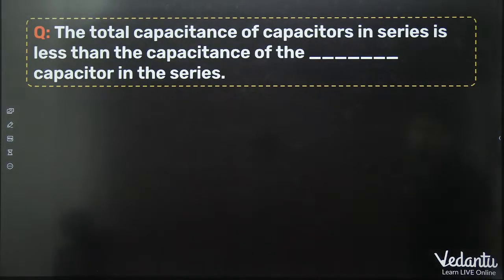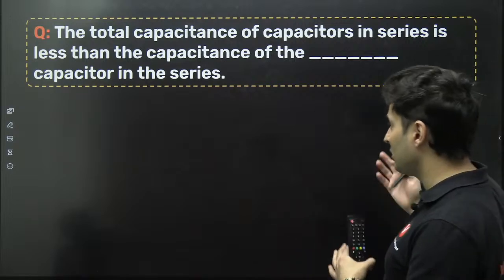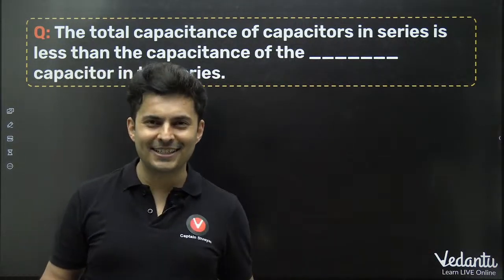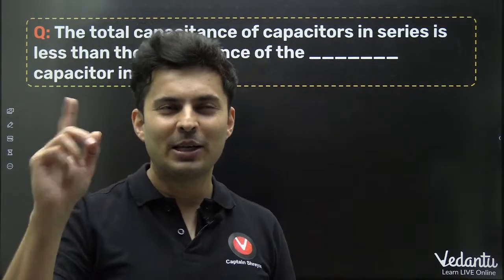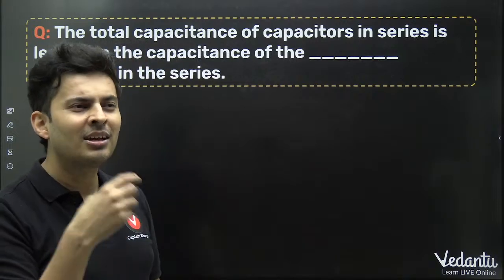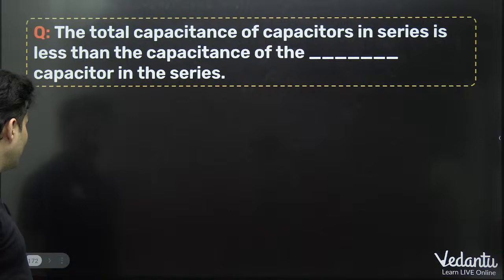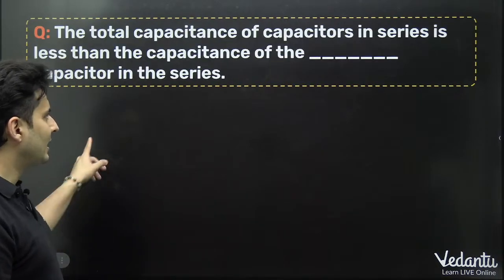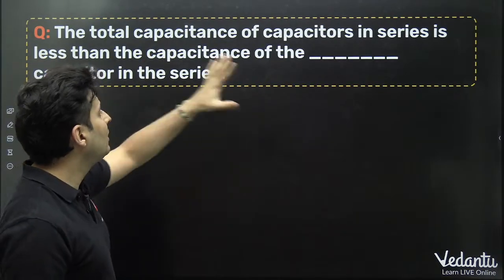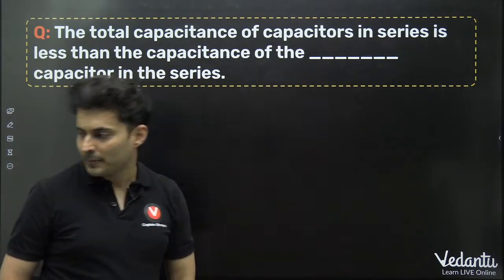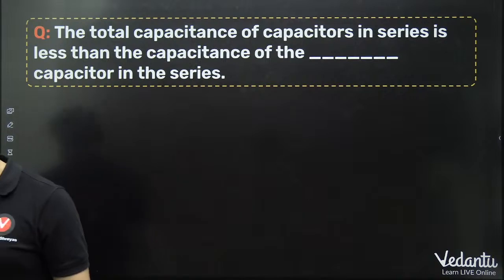The total capacitance of capacitors in series is less than the capacitance of the dash capacitors in series. So when you have capacitors in series, the formula that you use is like resistors in parallel. So 1 by C1, 1 by C2, 1 by C3. So the equivalent capacitance will be less, right? The equivalent capacitance will be less. So hence the answer will be less than the individual capacitors. Answer over here will be individual. Yes, individual will be the correct answer.